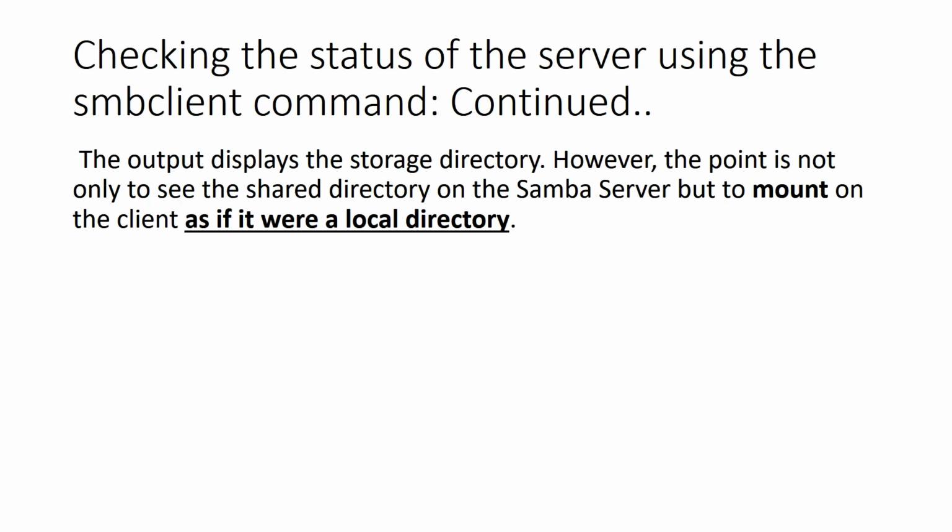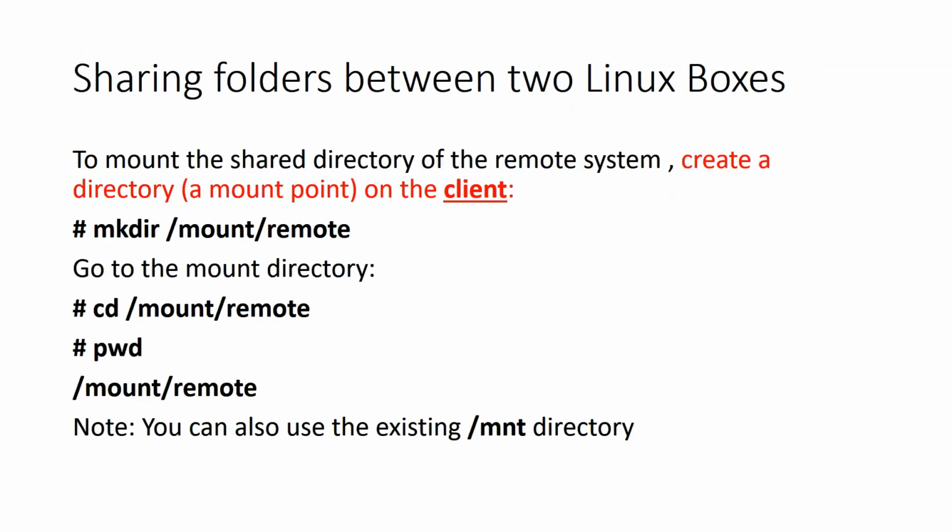However, the point is not only to see the shared directory on the Samba server, but to mount it on the client as if it were a local directory. Now let us go over to the client server. To mount the shared directory of the remote system, create a directory, which is called a mount point, on the client. mkdir /mount/remote. This is the name of the mount directory. So let us go to the mount directory, cd /mount/remote. You can also use the existing mnt directory.